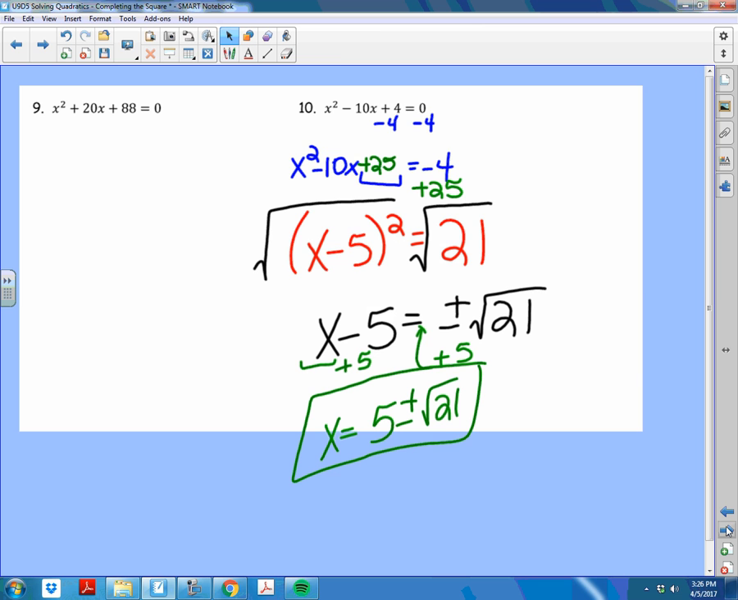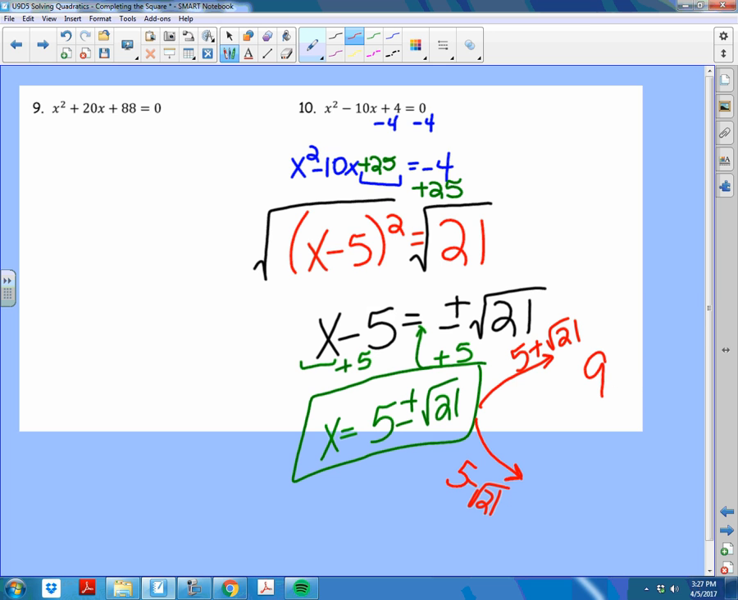However, I wanted the decimals as well, so now we're going to split it into 2 pieces. One of them is 5 plus the square root of 21, and one is 5 minus the square root of 21. Remember, that's why you have the plus or minus. And you can punch that right into your calculator and just hit enter. And you should have gotten 9.58 and 0.42.